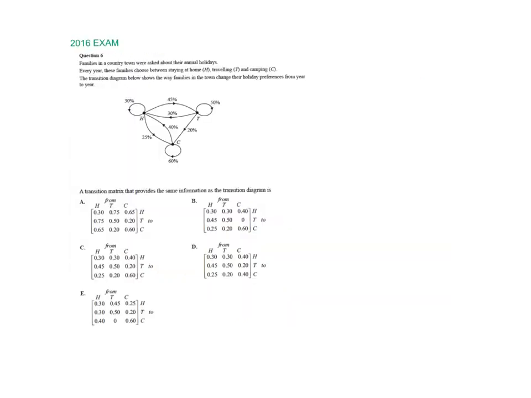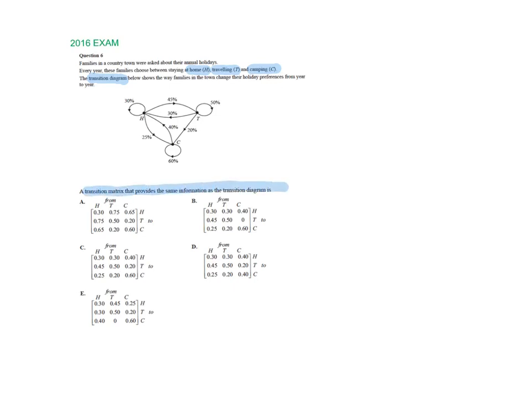Okay, here's another setting up of a transition matrix using a diagram. So if you look here, families in a country town were asked what they did on their annual holiday. Each year they choose between staying at home, travelling, or camping. And here's a transition diagram to explain what happens. From this, we want a transition matrix that provides the same information.